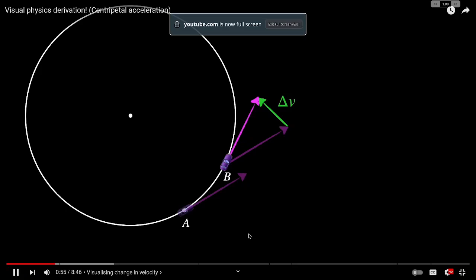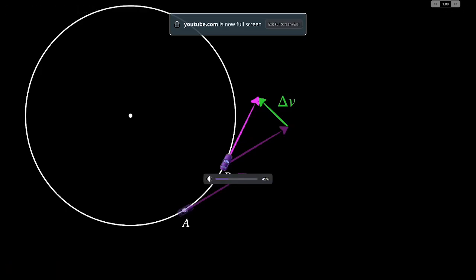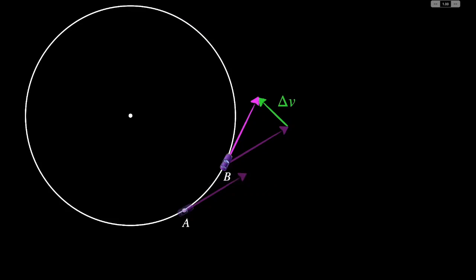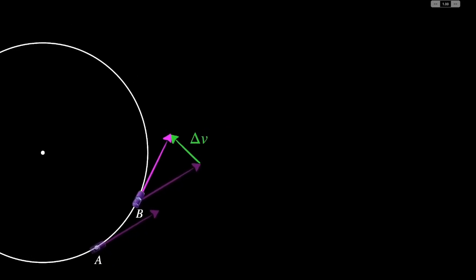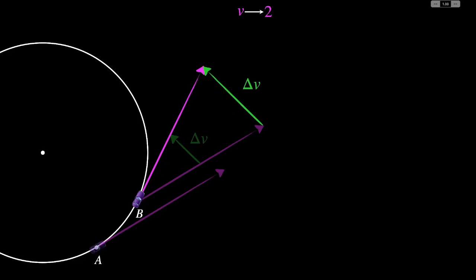Now we're ready to tinker with the speed of the car and the radius of the circle and see how acceleration depends on them. Let's begin by tinkering with the speed. Let's say we double the speed of the car. What will happen to our change in velocity delta V? Well, first, because the speed is double, the velocity vectors now become double in size. And so immediately you can see that the change in velocity delta V also increases, and I'm guessing it also doubles in size. But we're not here to do guesswork, we can do more than that.